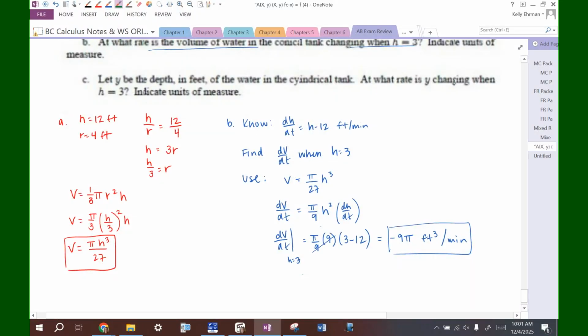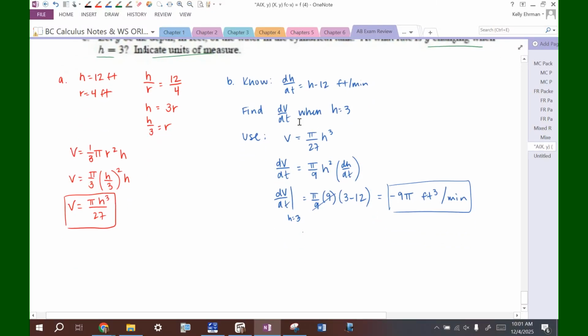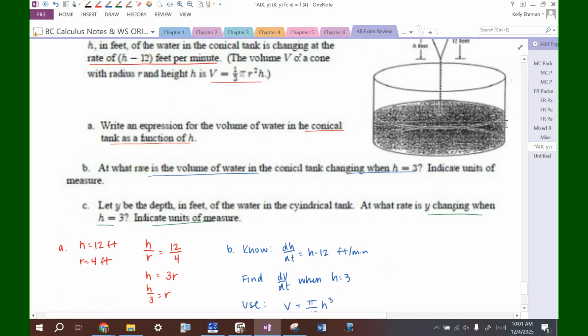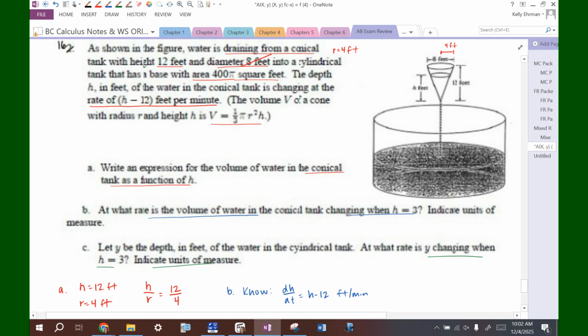Let y be the depth, in feet, of the water in this cylindrical tank. At what rate is y changing when h is 3? Indicate units of measure. So again, what do I know? What do I want to find? What can I use? Now we're talking about this big tank here. So what do I know about those rates? Because the rate they're asking me, y is the height of the water. Remember, we know this is 400 pi. So they're asking me to find the change dy/dt.